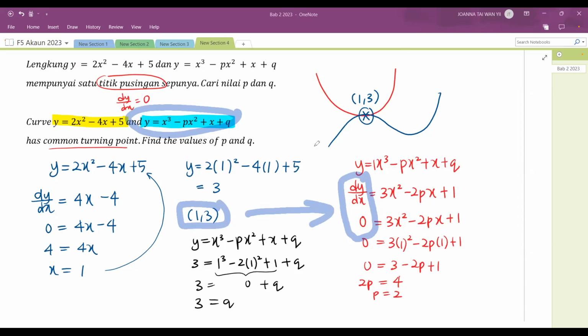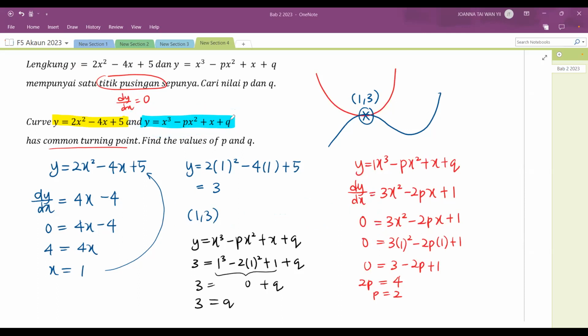Okay, then after that, I want to find y. I want to find Q. So use back this one. Y is 3. X is 1 and then P is 2. Sub in, you get the Q value. Okay? Nampak dia punya idea kan? So sekarang, itu tak lagi susah. Tak susah lagi ya. Not difficult question again.